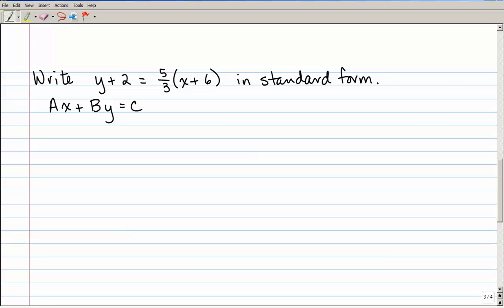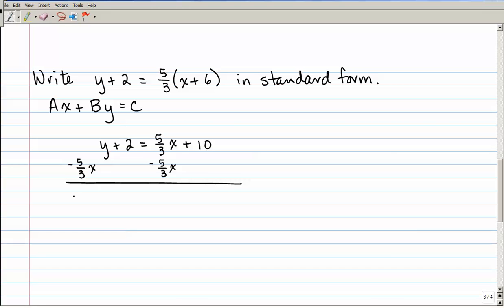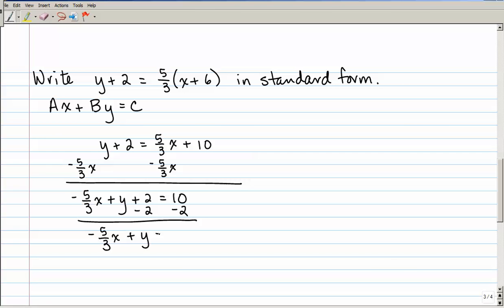So the first thing I'd like to do is take this equation and distribute. So y plus 2 equals 5/3 x plus, and 5/3 times 6 is 30/3, or 10. Now I need to have both my x and my y on the left, so I'm going to subtract 5/3 x, and that leaves me with -5/3 x plus y plus 2 equals 10. And now I need to move that 2 to the other side, so I'll subtract 2 from each side. And now I have -5/3 x plus y equals 8.